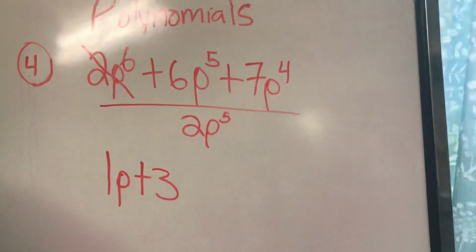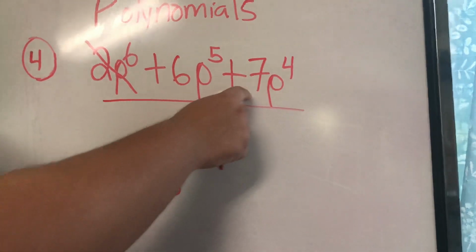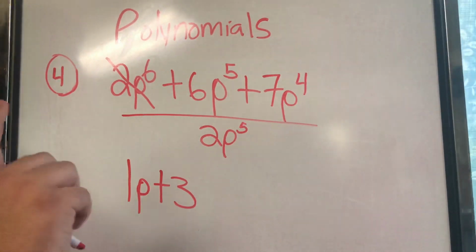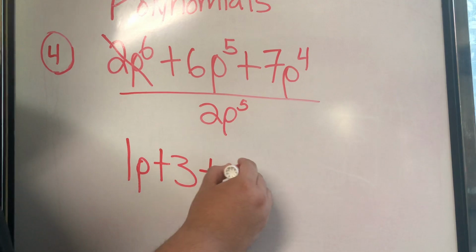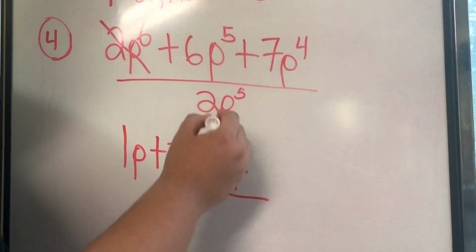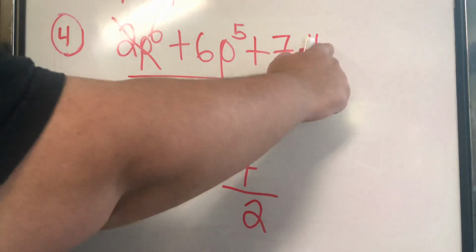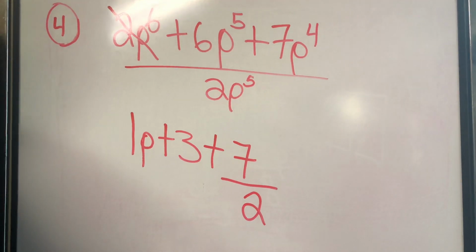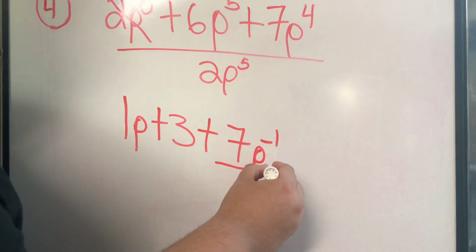And then here's the important one. This is the very one that you have to notice. Can 7 be divided by 2 evenly? No, it cannot. So leave it as a fraction. So 7 over 2. And then 4 minus 5 is negative 1. So I'm going to put p to the negative 1.